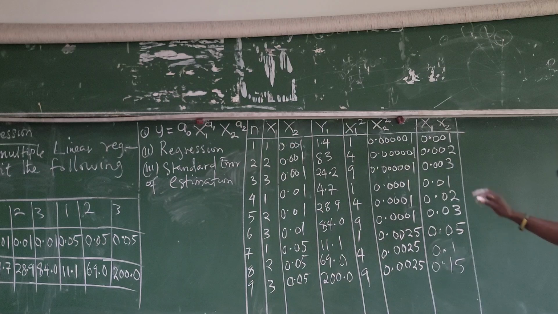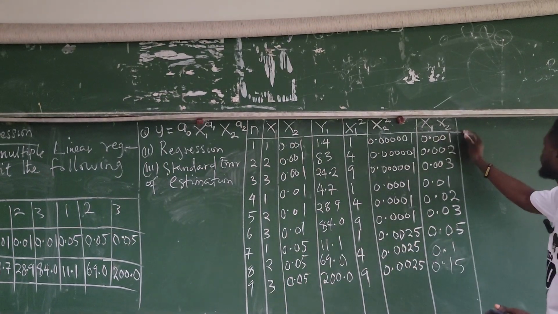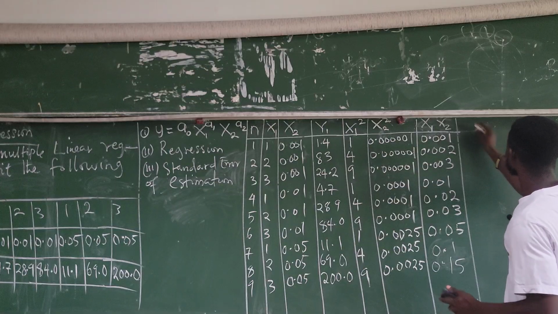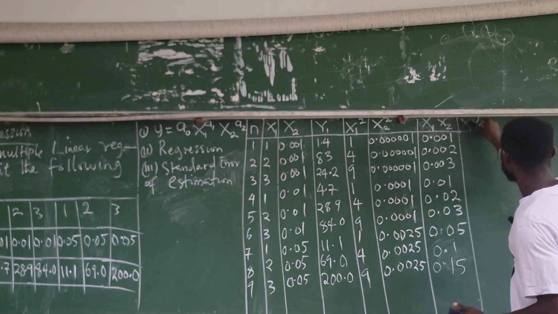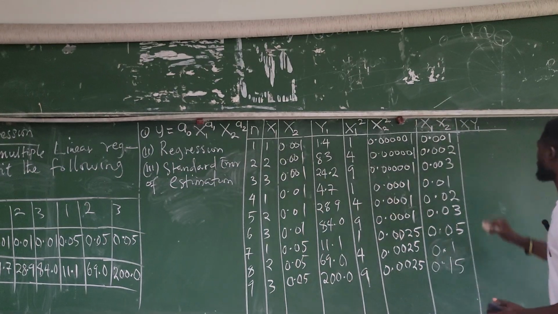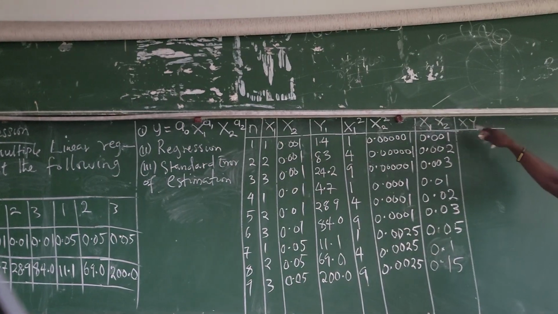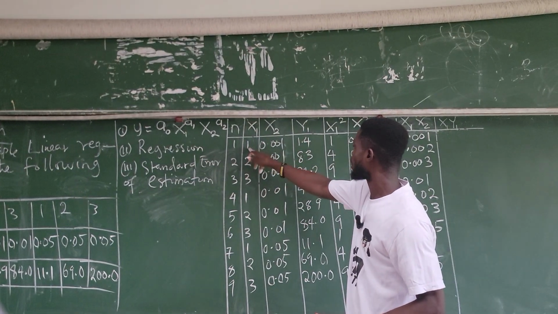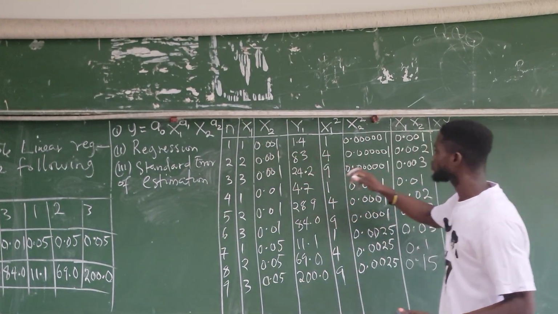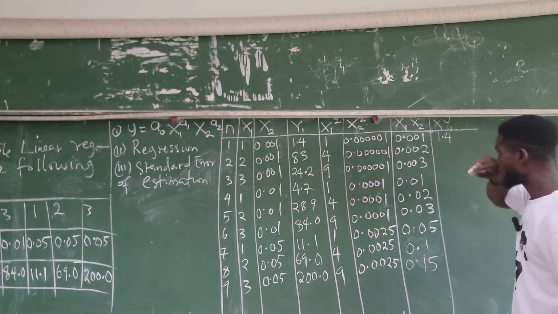After having your x1 x2, you're going to have your x1 y1. X1 y1 means the product of x1 and y1. Y1 is this, x1 is this, so we are going to multiply 1 times 1.4. 1 times 1.4 will still give us 1.4.